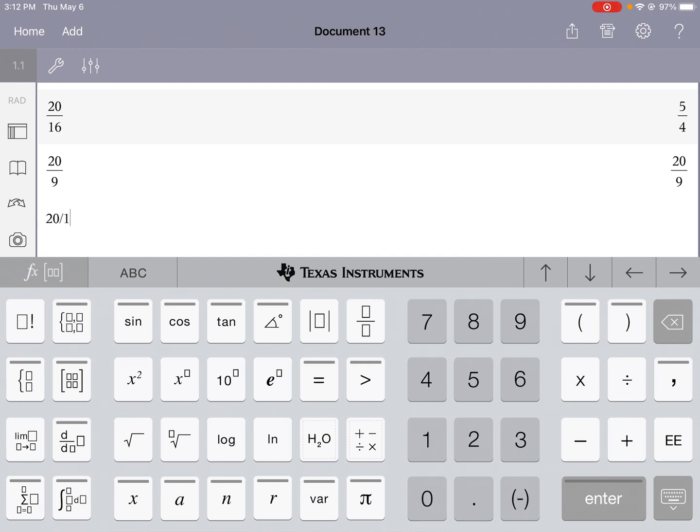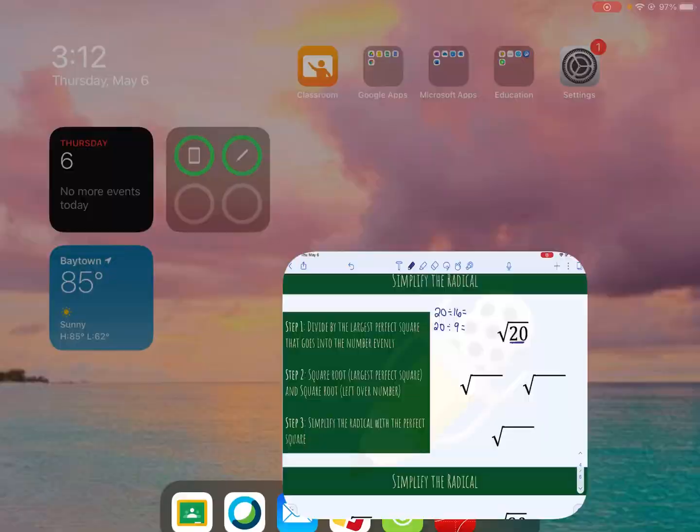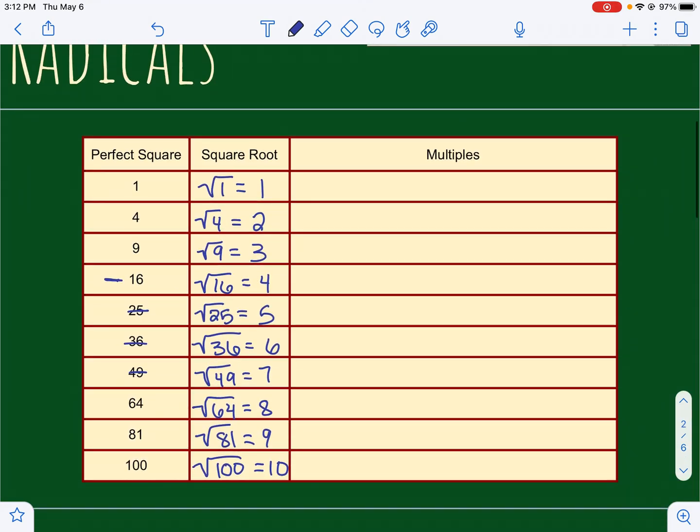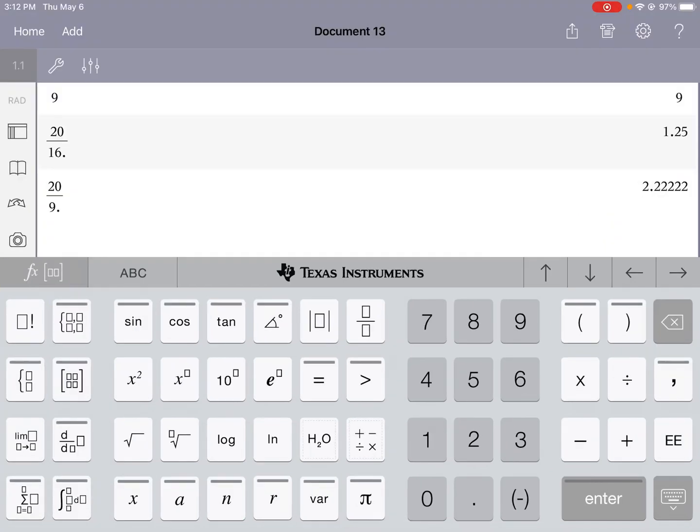Just to show you, divide evenly means I would get a decimal. If I take 20 divided by 16 and put a decimal point there, notice how it's a decimal. If I take 20 and divide it by 9 and put a decimal point after the 9, I get a decimal. So those did not work. After 9 would be 4, so I'm going to try that one. I take 20, divide it by 4, and notice how I get a nice, pretty whole number. That is what I'm looking for, so 5.